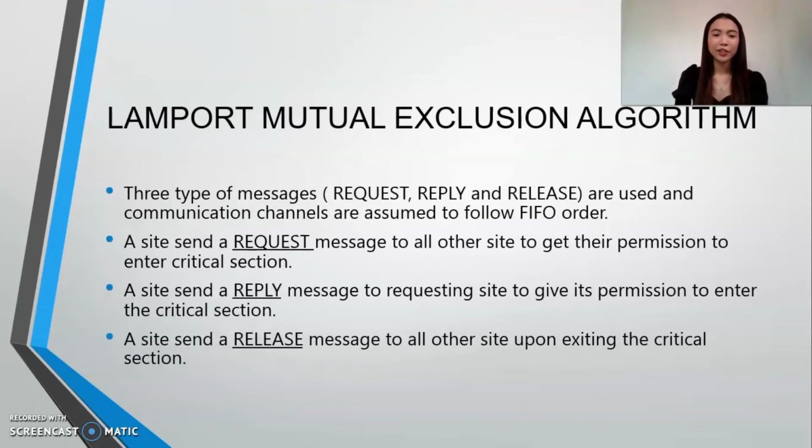So, there are three types of messages: request, reply, and release. Communication channels are assumed to follow first in, first out order. A site sends a request message to all other sites to get their permission to enter the critical section. A site sends a reply message to the requesting site to give its permission to enter the critical section. Then a site sends a release message to all other sites upon exiting the critical section.